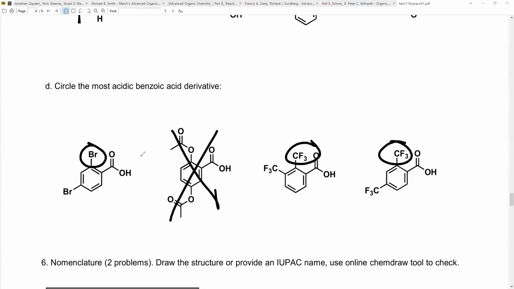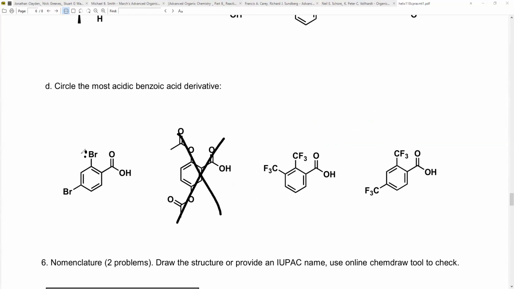Bromide has a lone pair on it, so the reason this is EDG is because it has a lone pair next to the ring. So get that out of the way. Bromides are withdrawing, but they have a lone pair next to the ring, so they're like the worst withdrawing group. So this one automatically loses as well.